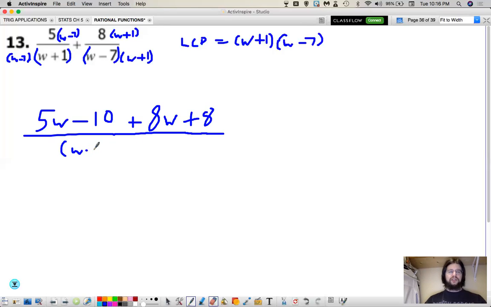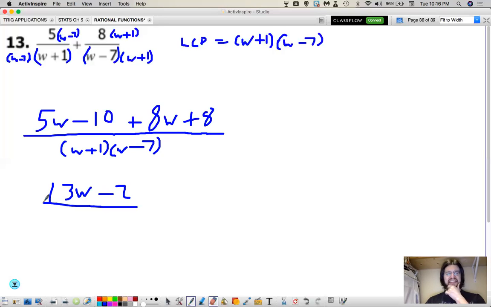Leave a factor w plus 1, w minus 7. Order doesn't matter because multiplication is commutative. 5 and 8 makes 13. Negative 10 and 8 makes a negative 2. I don't think I can do anything with that. Let's think. 13w minus 2. No GCF. No, nothing.